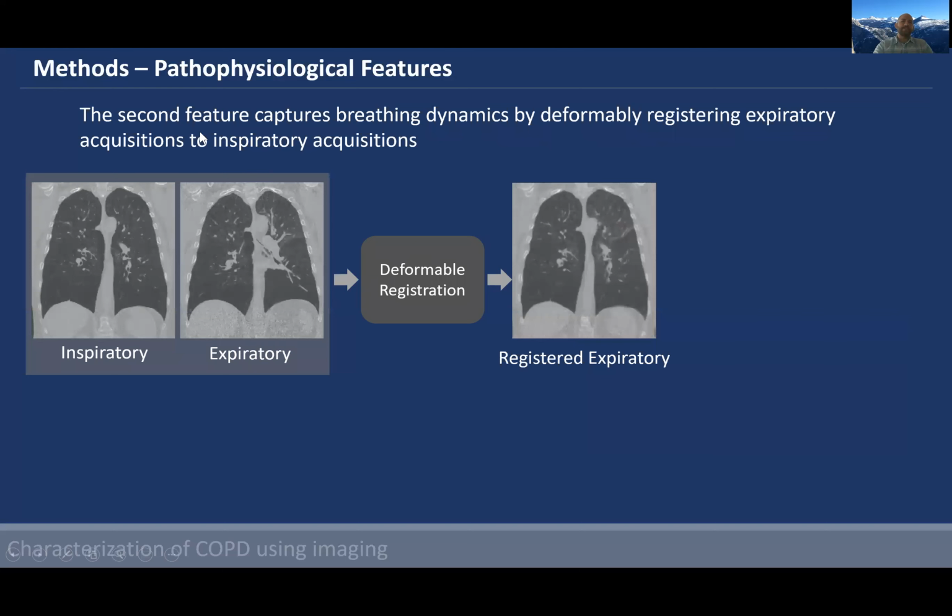Now, the second feature is a bit more complicated than that. It captures the breathing dynamics using both acquisitions. We first deformably register the expiratory image to the inspiratory image, and this creates a deformed registered expiratory image. Essentially, it's an image that is almost perfectly colocalized, aligned with your inspiratory image.